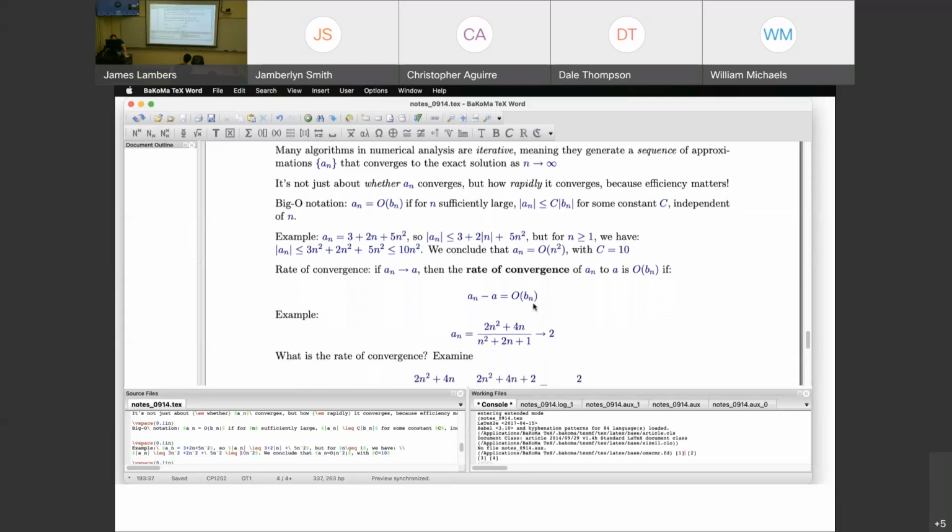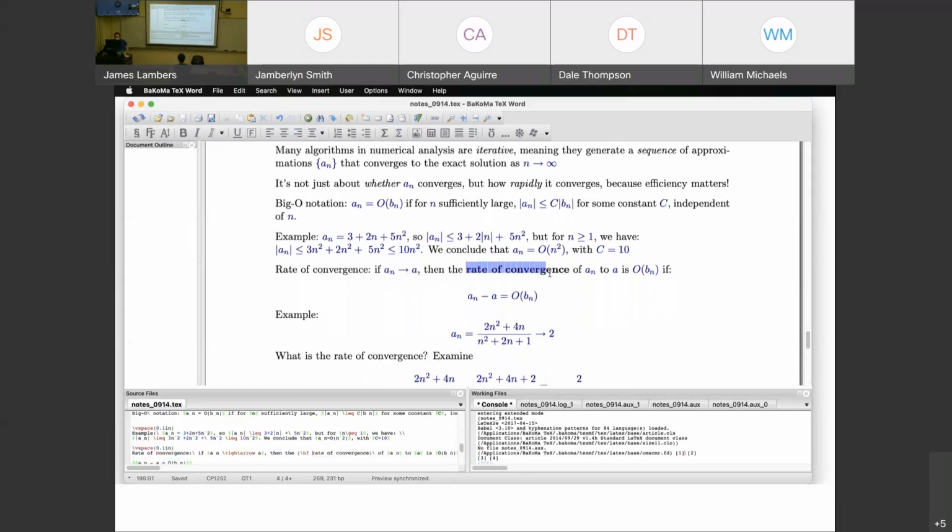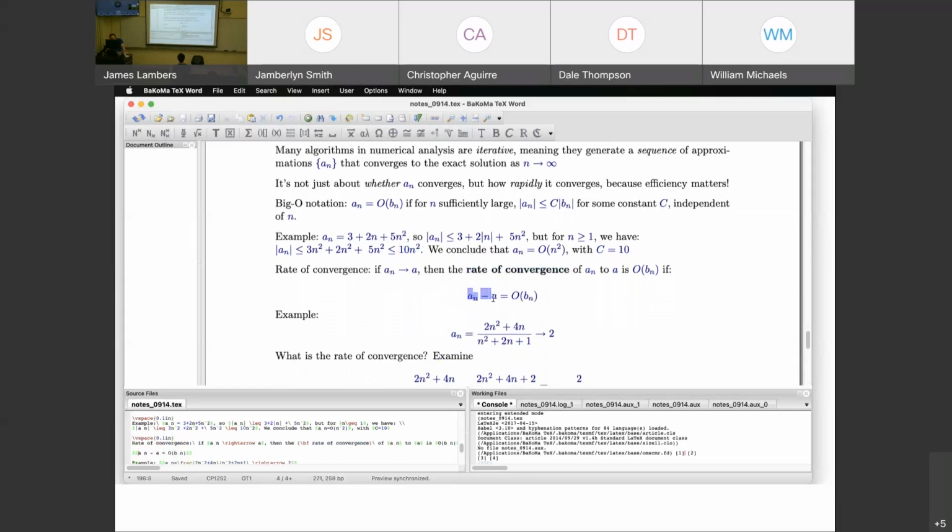And I'll do the same kind of manipulations for the case of a sequence that's converging to a value as n goes to infinity. So here's how we define rate of convergence. If we have a sequence, a_n, that's known to converge, so we figure out the limit first. Then we look at the difference.